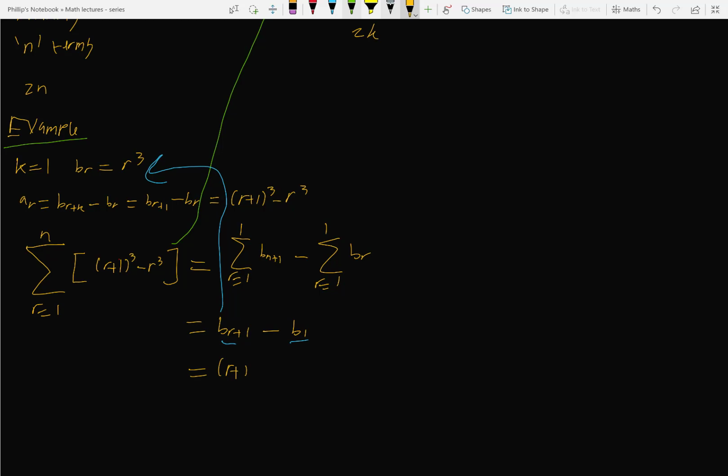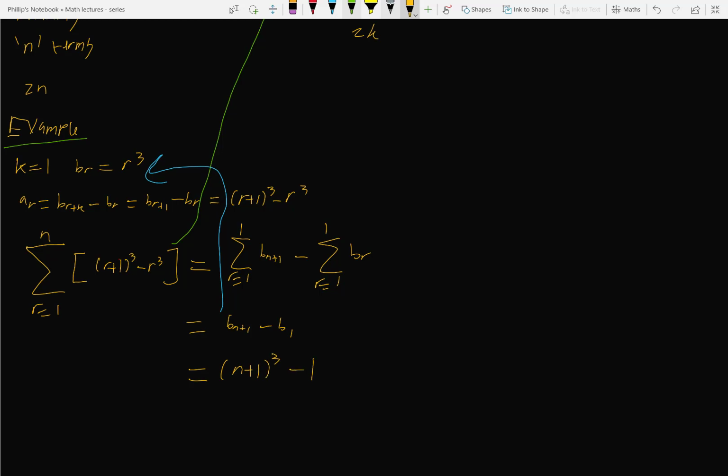Wait. It's n plus 1, isn't it? It's not r plus 1. Yeah, sorry. It's b_(n+1) we're summing. So it's b_n. I was wondering why I had r in my equations. Minus b_1. So what I'm going to be doing is putting n in for r. So we've got b_(n+1), so we've got (n+1) cubed, and then we've got minus 1.